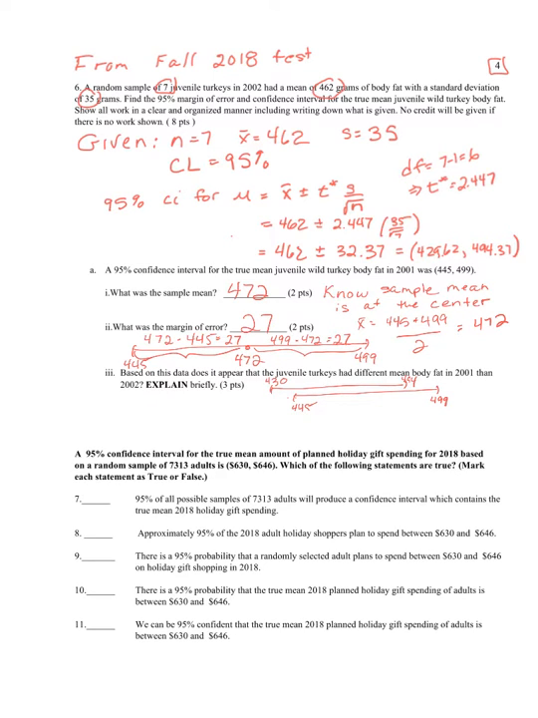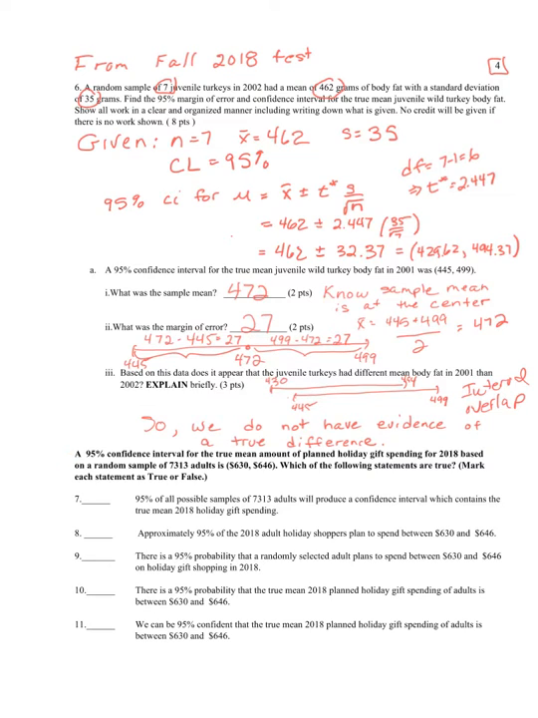To answer the next question, which says, based on this data, does it appear that the juvenile turkeys had different mean body fat in 2001 than 2002? So to answer that question, we want to look at, do the intervals overlap? Okay, and yes, the intervals overlap. So we do not have evidence of a true difference.